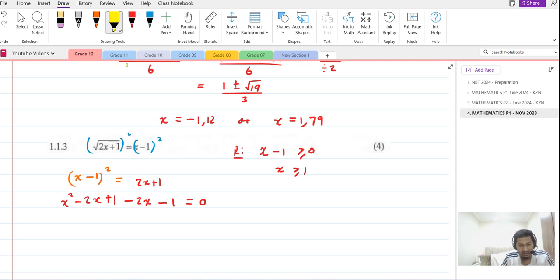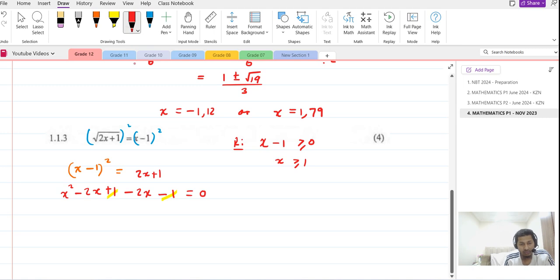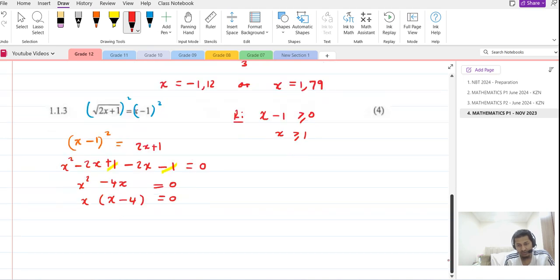So now what we see is that plus 1 and minus 1 cancel out, and all we have here is x squared minus 4x is equal to 0. We take out x as a common factor and we get x times x minus 4 is equal to 0. So we get two answers. Therefore x equals 0 or x equals 4. Now according to our restriction, only x equals 4 works, so we need to reject x equals 0 since it is not greater than or equal to 1. It's less than 1. So we only take x equals 4 as the answer.